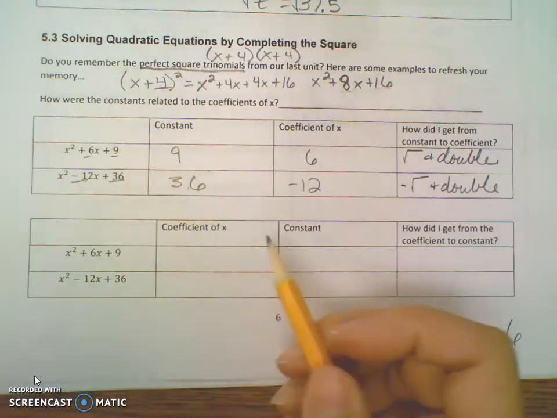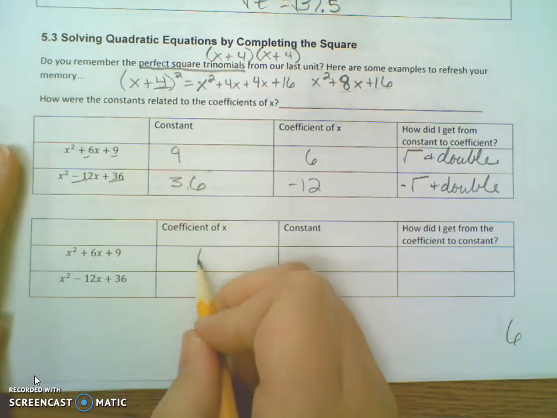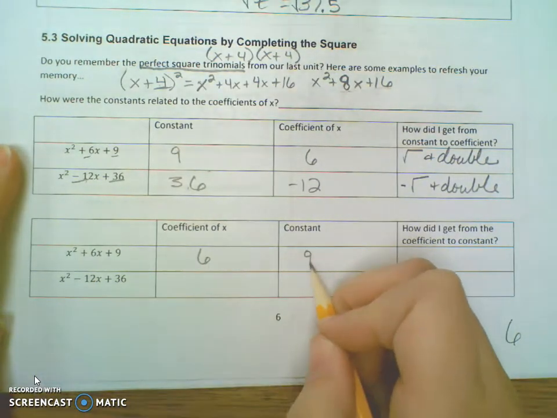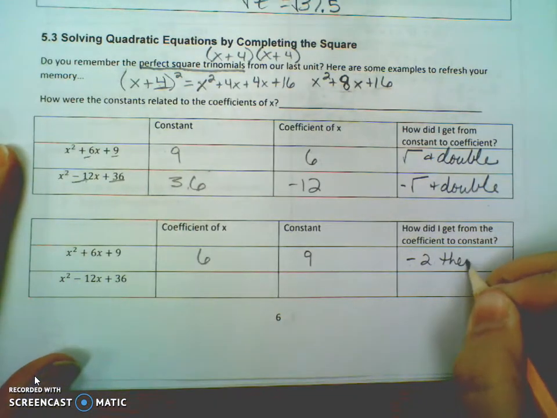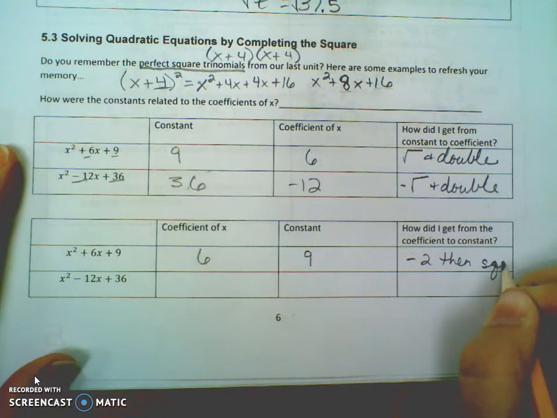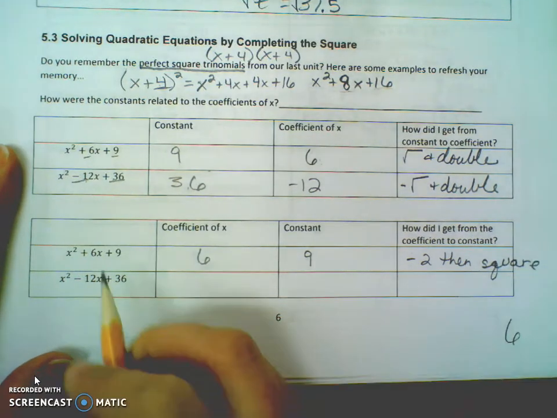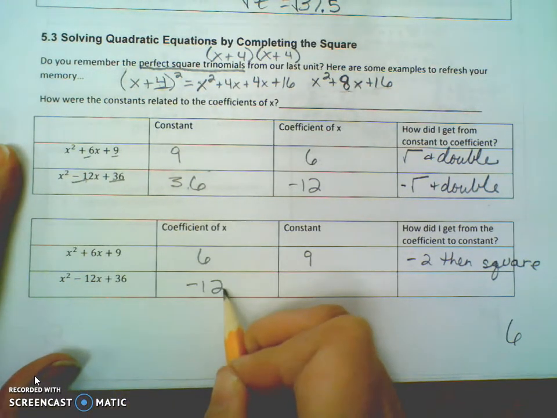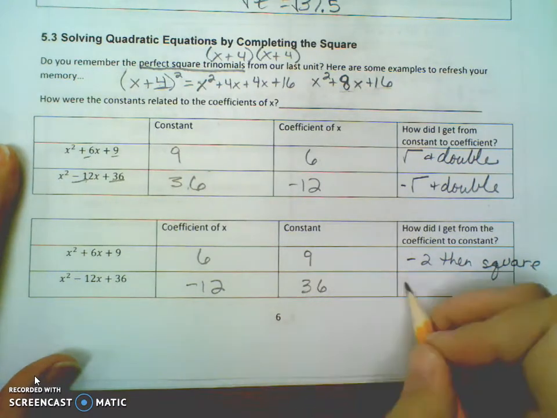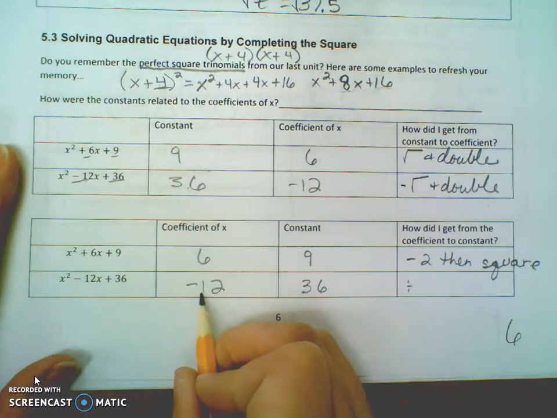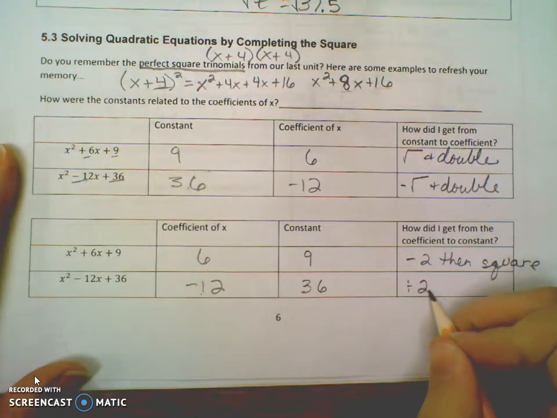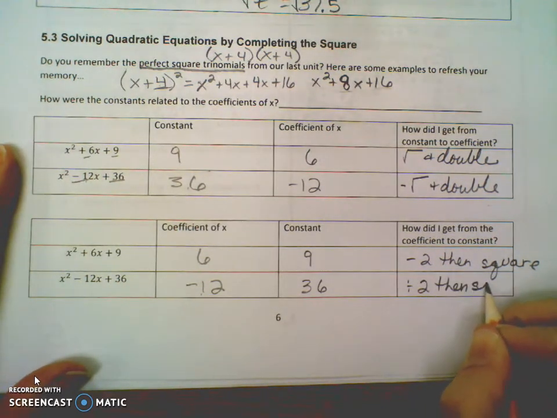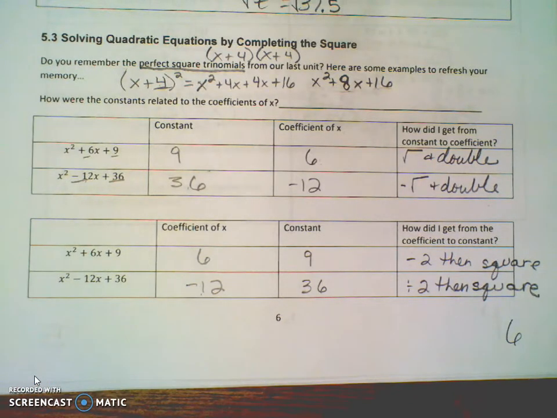Same thing, except on this one we're going backwards. So our coefficient of x would be 6, constant would be 9. We would divide by 2, then square, and here our coefficient of x would be negative 12, constant's 36, negative 12 divided by 2 is 6, and then 6 squared is 36. So divide by 2, then square. Okay, so that's just a pattern we're noticing.